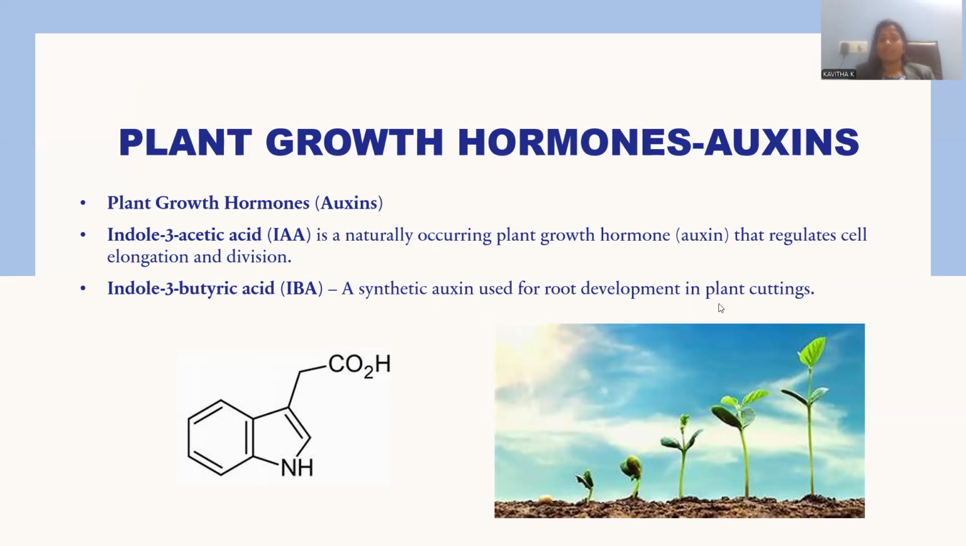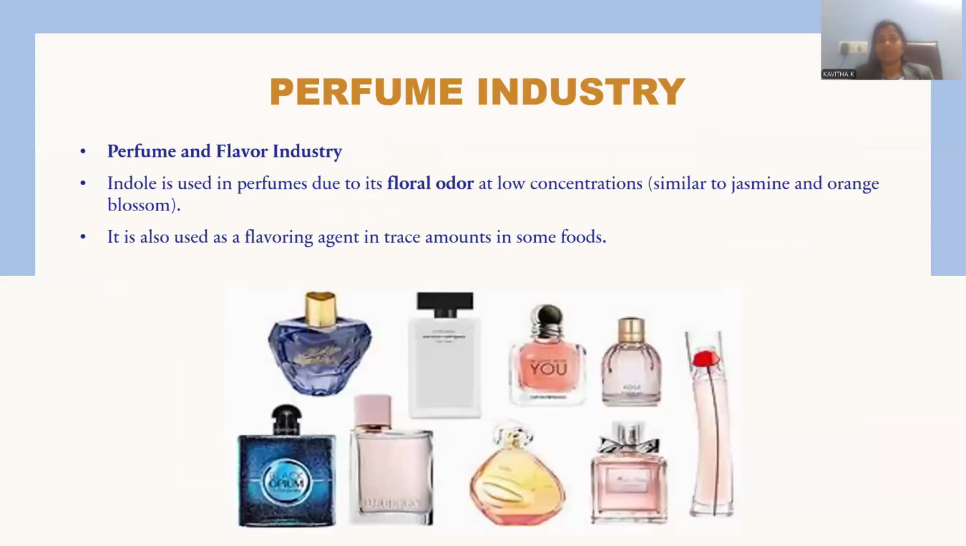Root development is possible in plant cuttings. Whenever we are cutting the plant and again planting it, in order to develop the new roots, the kind of indole 3 butyric acid is very essential. This is the way auxins are also the plant growth hormones composed of this indole nucleus.